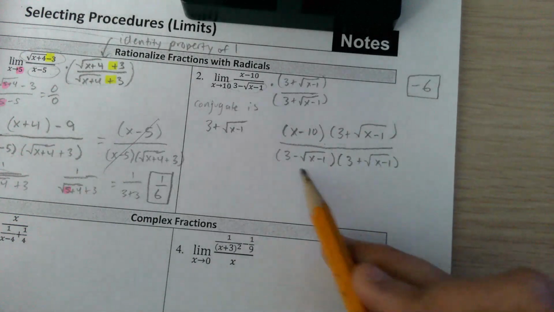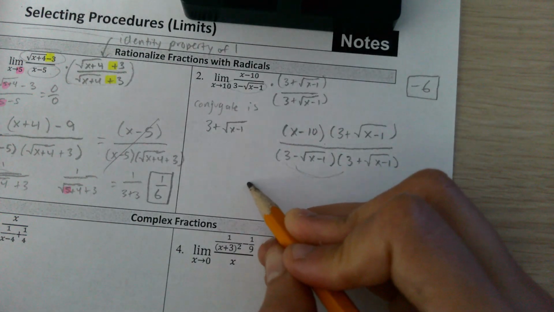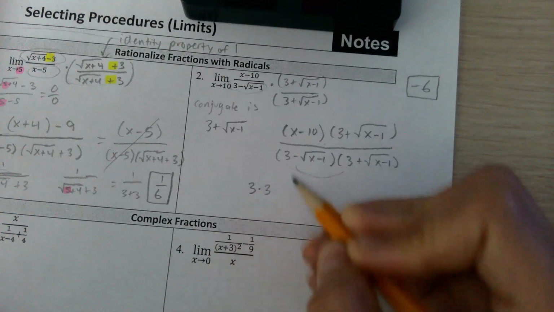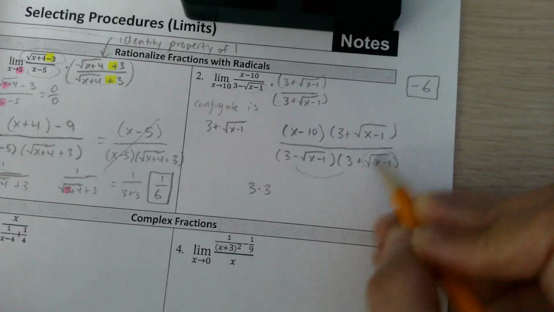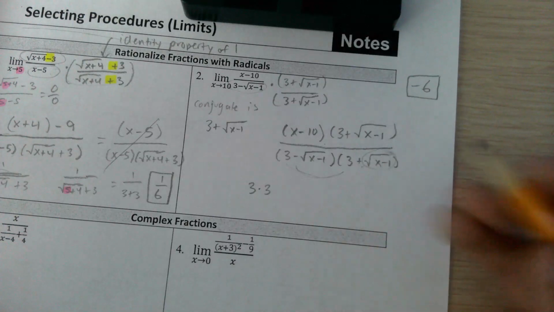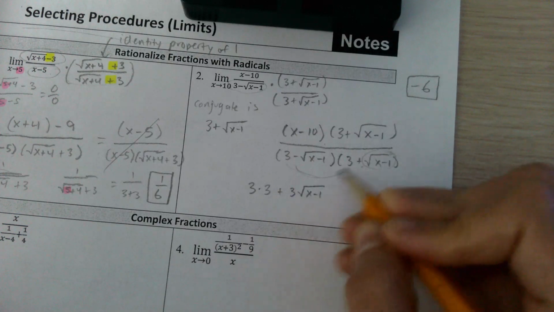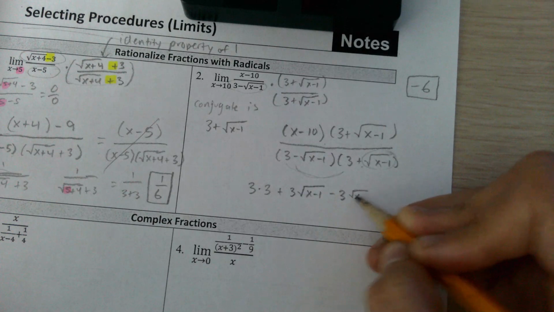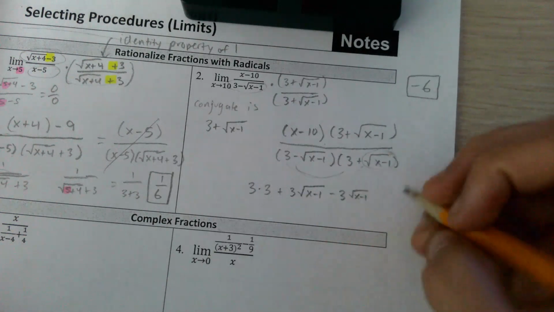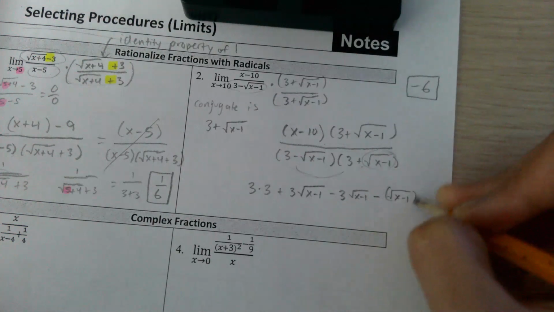Okay. So we do the first, right? So we have 3 times 3 is 9. And then the outside. So this guy we're just going to keep together as a whole, right? Because it's so messy. So we're going to do plus 3 times the square root of x minus 1. Inside, minus 3 times the square root of x minus 1. And then last, minus square root of x minus 1 squared.